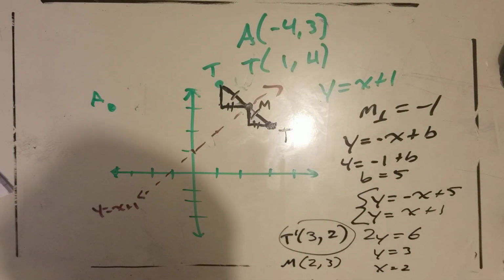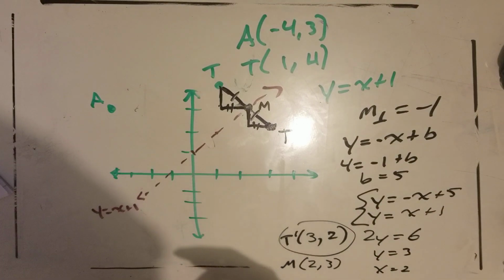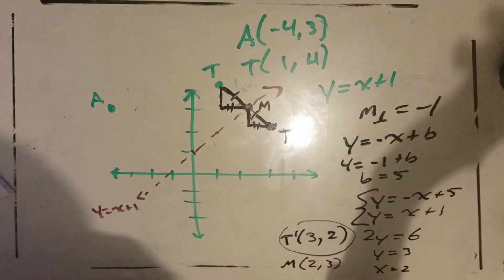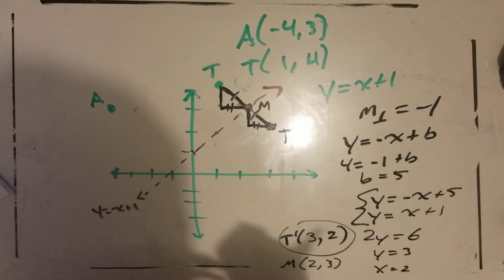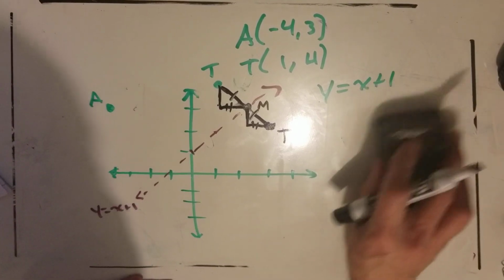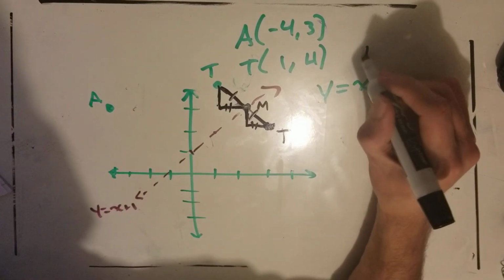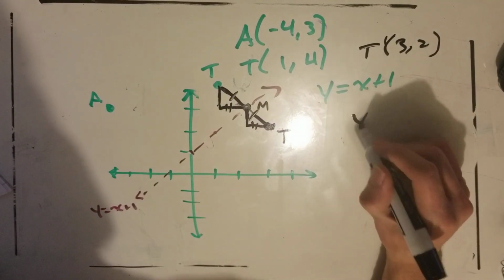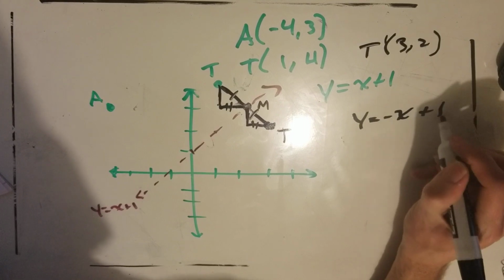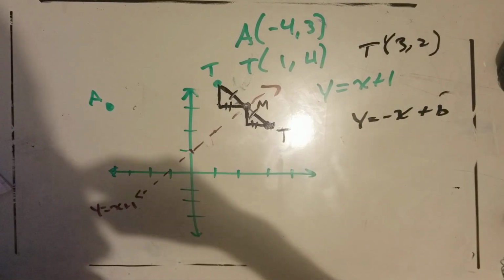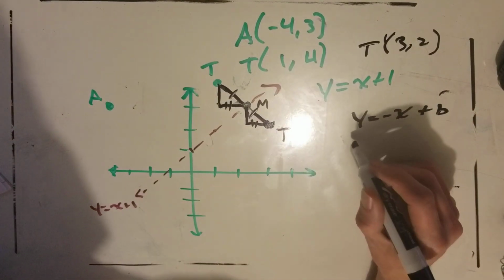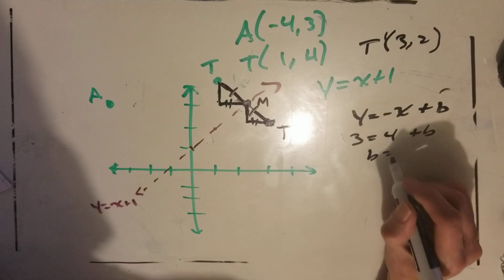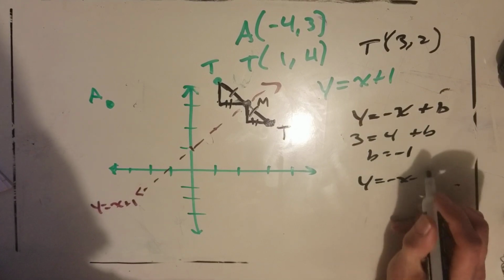Now we're going to do the same exact thing for A and find A prime. For A, we know A's coordinates. T prime was 3, 2, I believe. Now for A, we're going to have the same slope. Not plus b. Same slope, but we need to find b. So y is 3 equals 4 plus b, so b is equal to -1. Y equals -x minus 1.